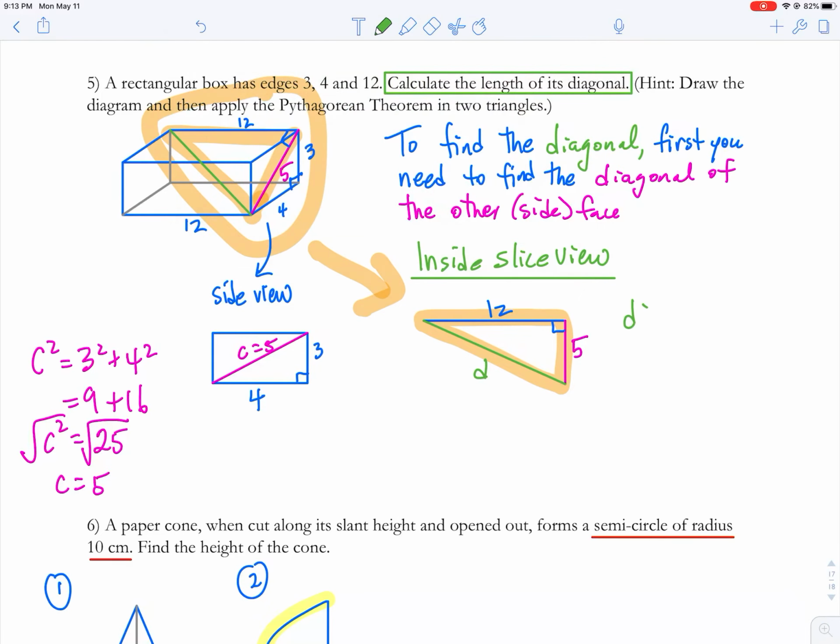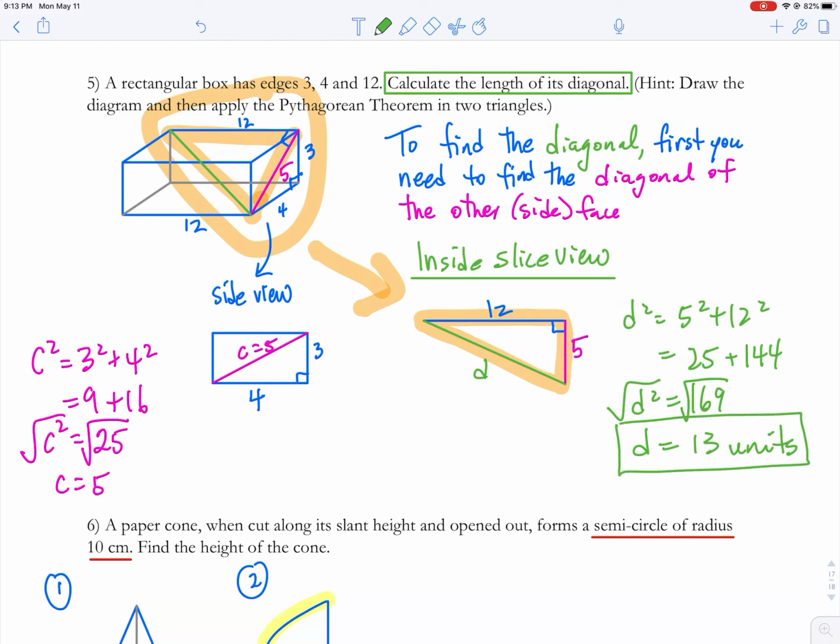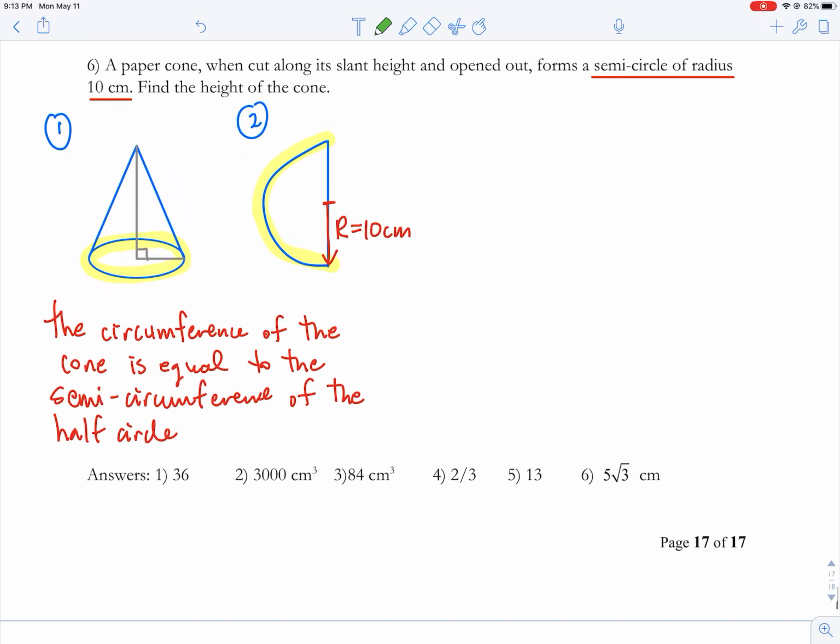So we would have D squared equals 5 squared plus 12 squared. So that's 25 plus 144. So D squared equals 169. Square root both sides. We get that the diagonal is 13, and there were no units given. So I'm just going to write that the diagonal is equal to 13 units. And that's the answer for question 6.